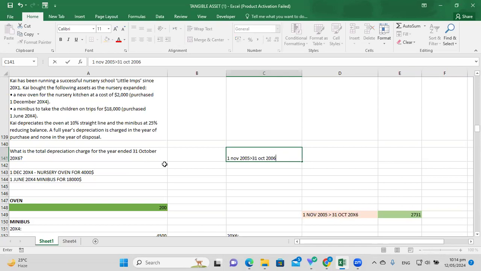I hope you know how to find your year start. They told you that your year end is 31 October 2006, so just come 12 months back, and that's 1 November 2005. Your year started on 1 November 2005, and your year ended on 31 October 2006.